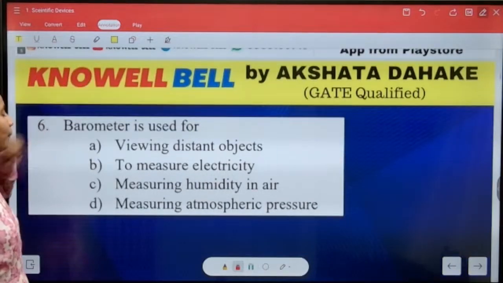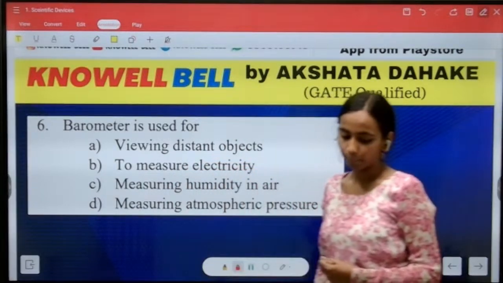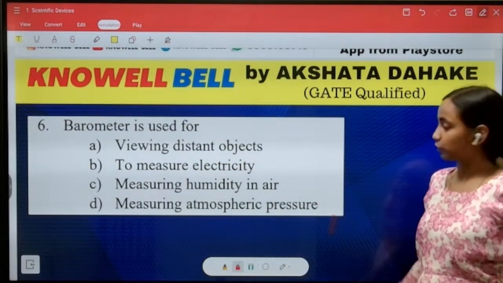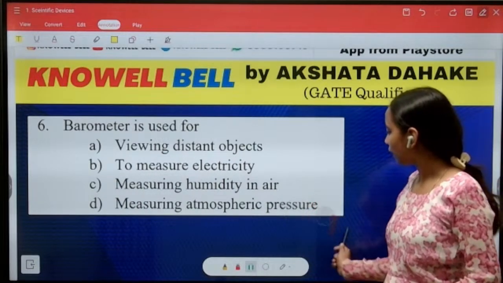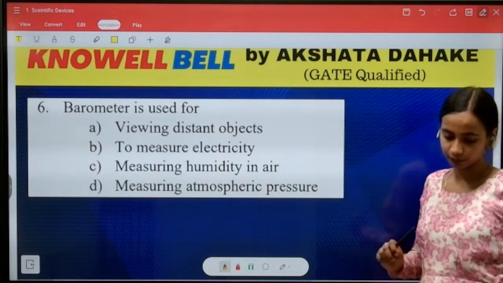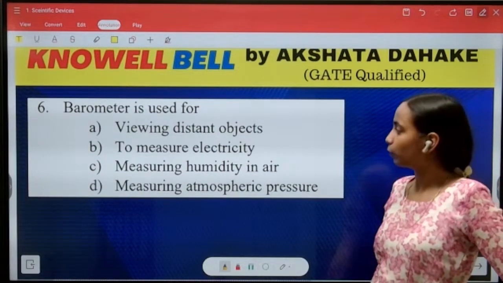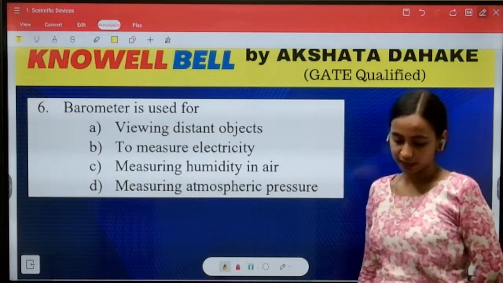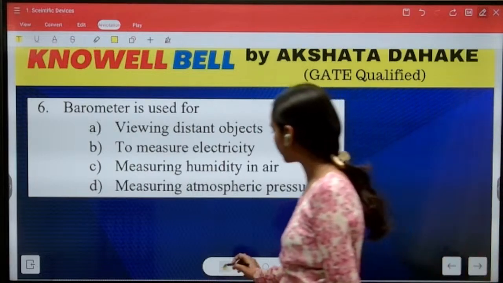Question number 6. Barometer is used for. Why do we use barometer? What is the use of barometer? Barometer is used for viewing distant objects, to measure electricity, to measure humidity in air, to measure atmospheric pressure. Which option will be the correct answer? A, B, C, or D? Correct. D is the right answer.